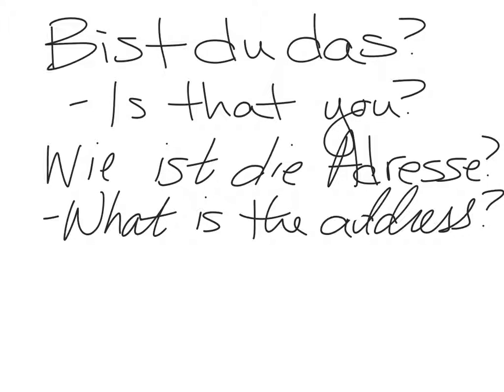If you're going to ask what is your address, how would you change that slightly? Wie ist? That's you. Deine Adresse. Wie ist deine Adresse? Gut. Alright.